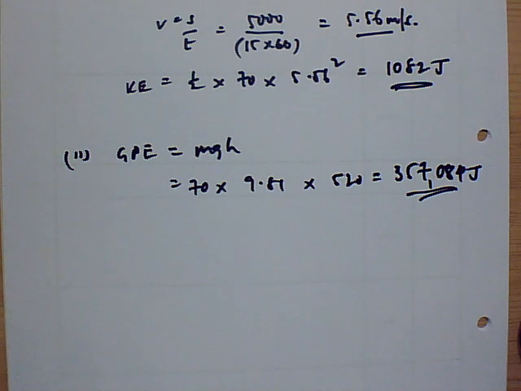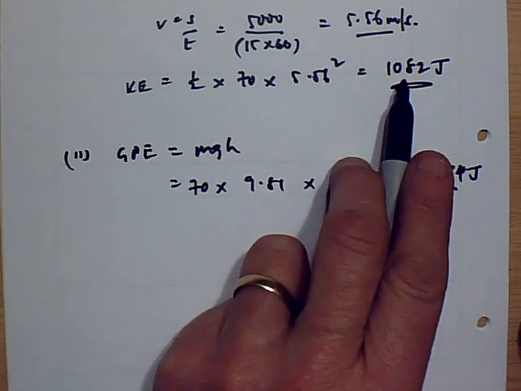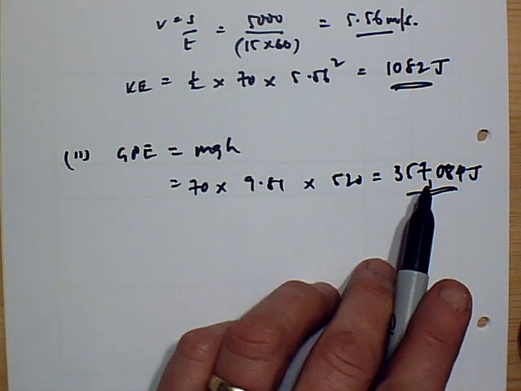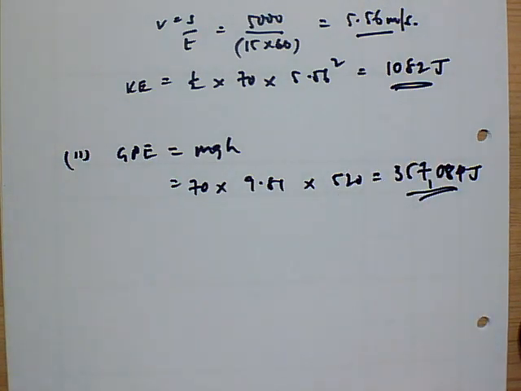Explain why the answers are not the same. Because the gravitational potential energy, some of it turns into kinetic, but most of it turns into work done against friction. So most of the gravitational is not turned into kinetic energy, but is turned into work done against friction. That's 7a part 2 and part 3.